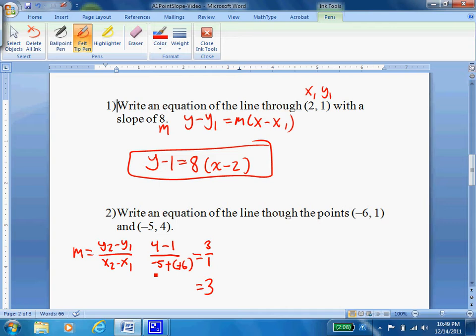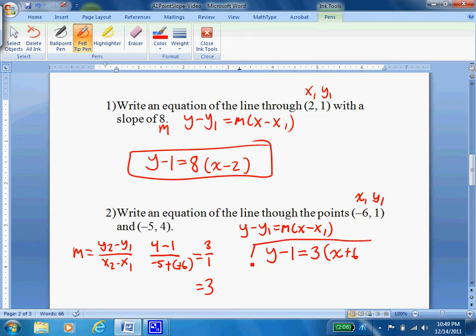Now all I need to do is take one of the points and put it into my point slope equation. So I actually have two different options that I could use for this. I could use the point (-6, 1). So I could do y minus, because it's positive 1 in the point, it's going to be minus 1 in the equation. So y minus 1 equals, my slope is 3, so that goes in for m. And then x, since I have negative 6 as my point, plus 6 goes in my equation.